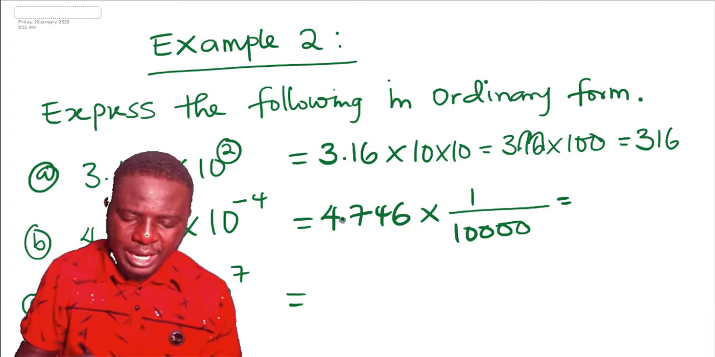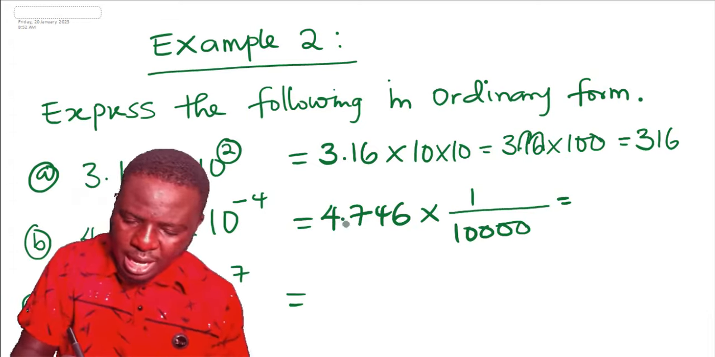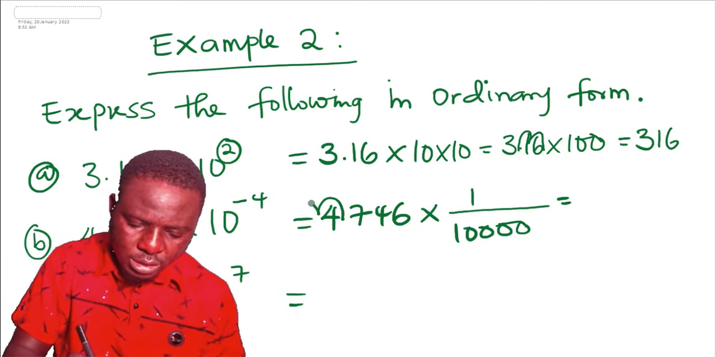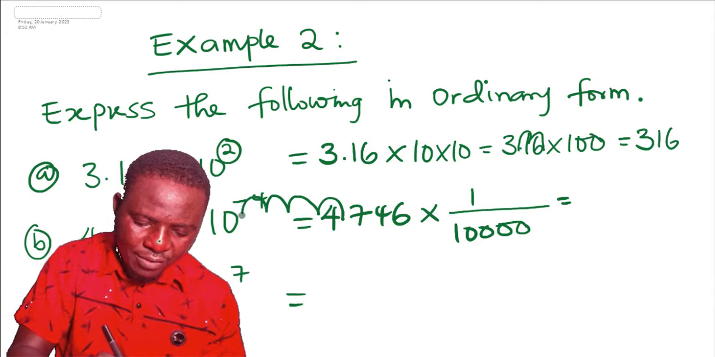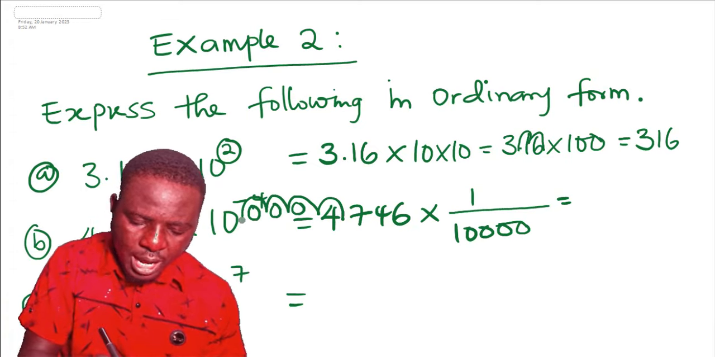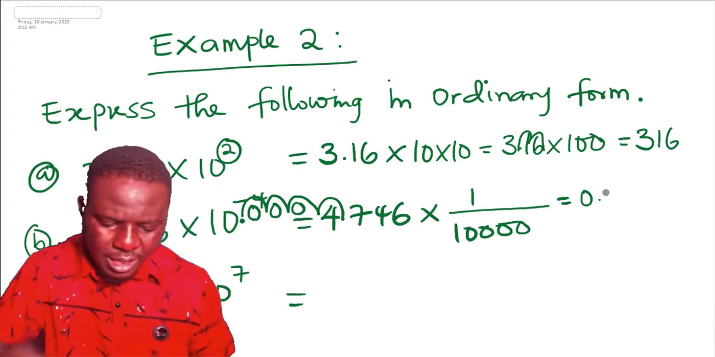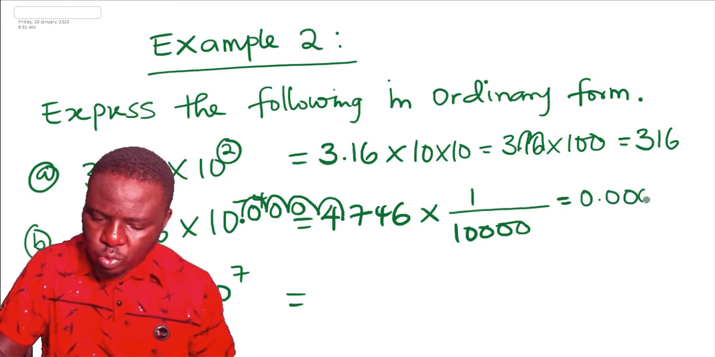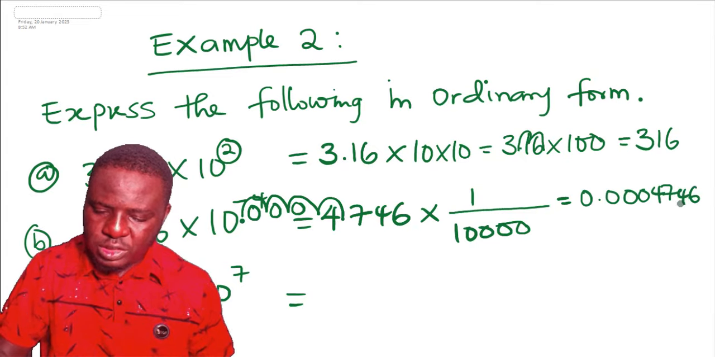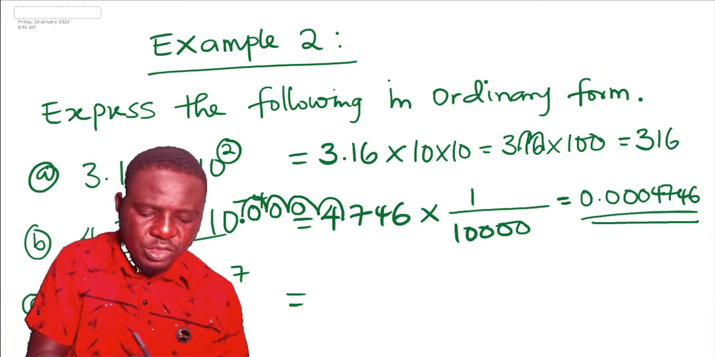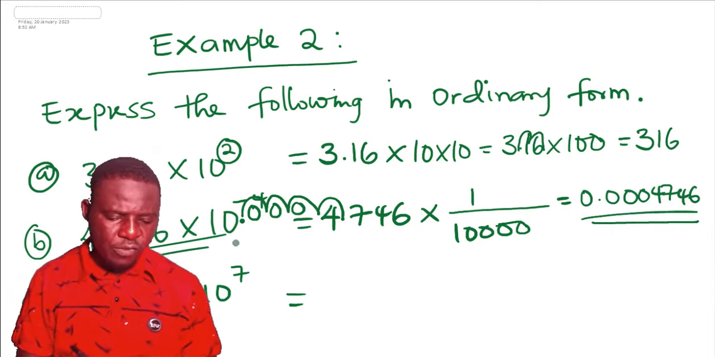So when you move it 4 times, I'm going to have something like this: 1, 2, 3, and 4. So fill these places with zeros, and wherever you stop gives you your decimal point. So this is going to be 0. We have 3 zeros, 1, 2, 3 before the digits 4, 7, 4, 6. So this is the number that, when written in ordinary form, gives you this. I hope you are following.